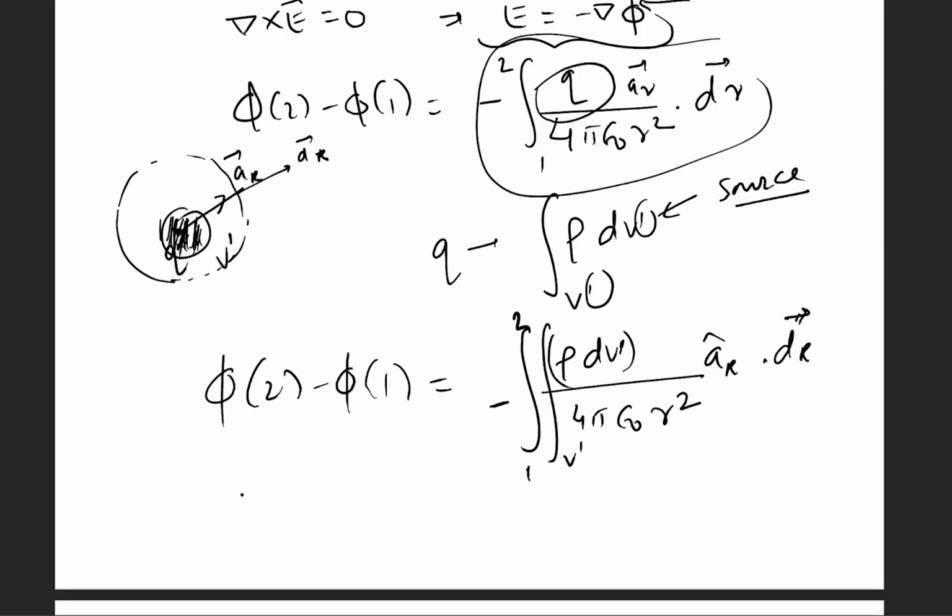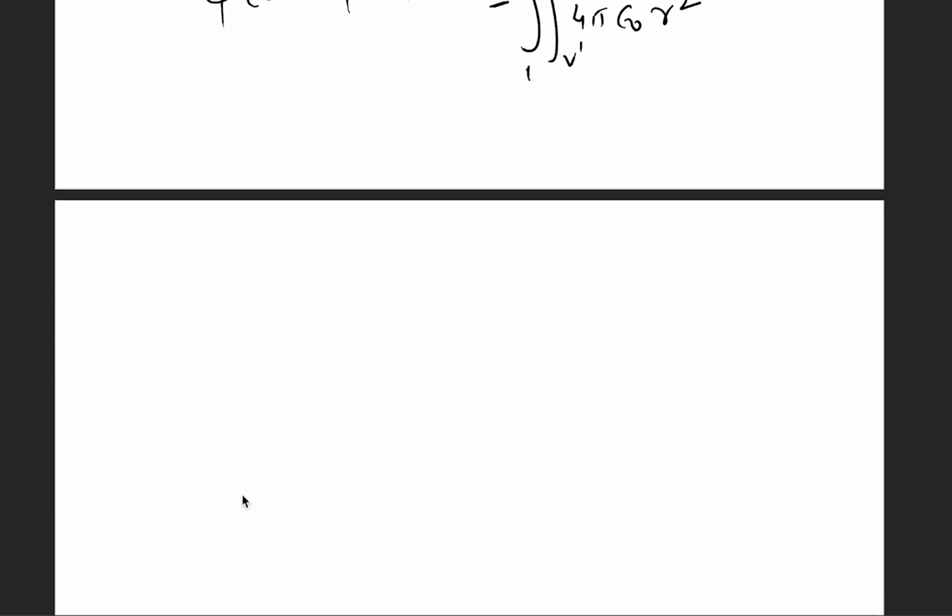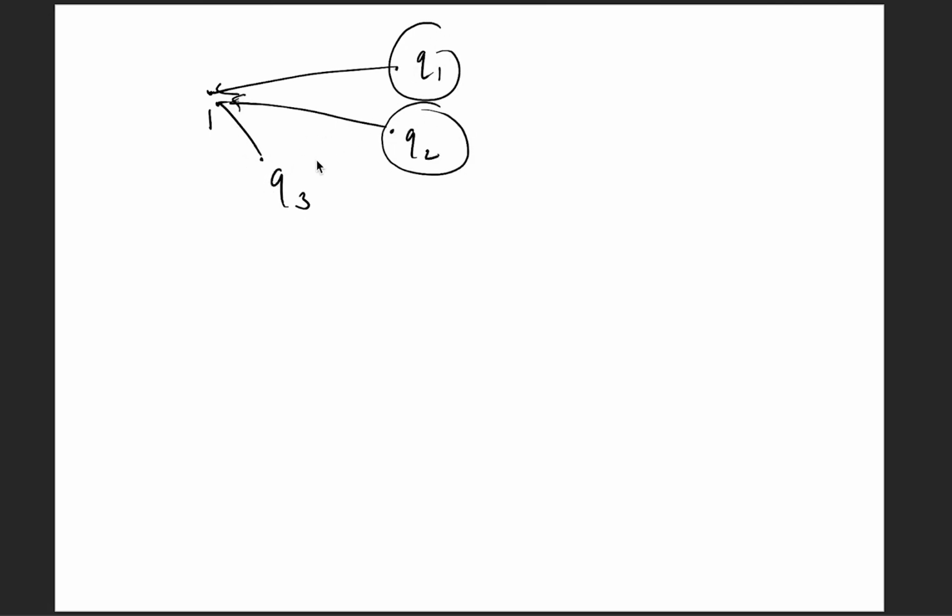Okay, so in this way we can see that potential is also following the principle of superposition. That is, the potential at point 1 is because of, let us say, so many charges Q1, Q2, Q3. So we can find the potential at this point 1 because of many charges just by finding the potential separately and then adding them. So this potential is also following the principle of superposition.